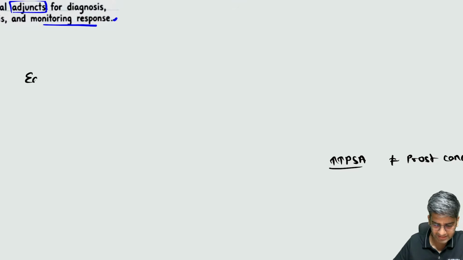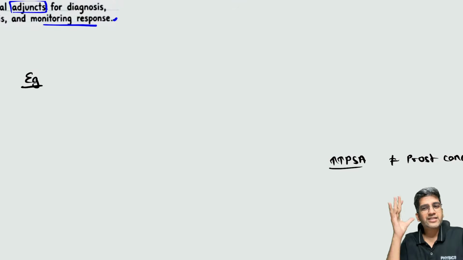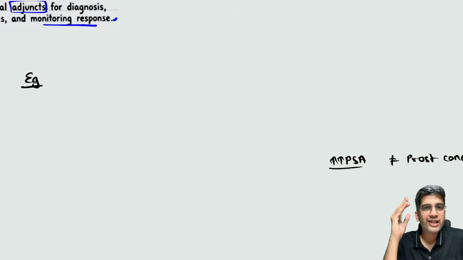Fourth part of the question, examples. 5-6 examples are more than enough. You might memorize the entire table also.